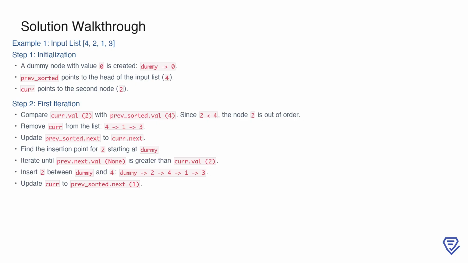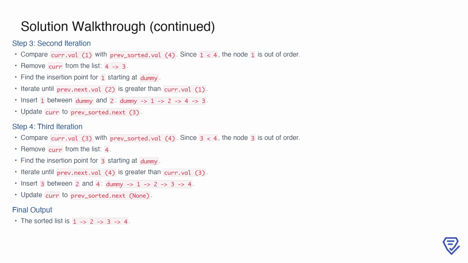Next, we need to find the correct position for the node with value 2. Starting from the dummy node, we iterate through the list until we find a node where the next node's value is greater than 2. In this case, we insert the node with value 2 between the dummy node and the node with value 4. Our list now looks like dummy-2-4-1-3. Finally, we update cur to point to prev_sorted.next, which is the node with value 1.